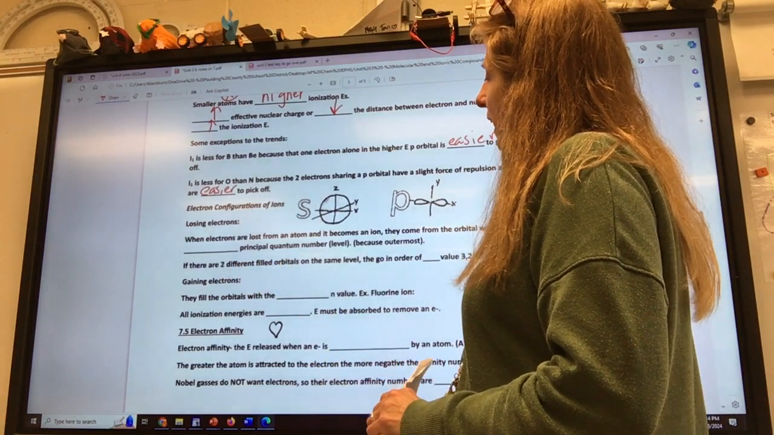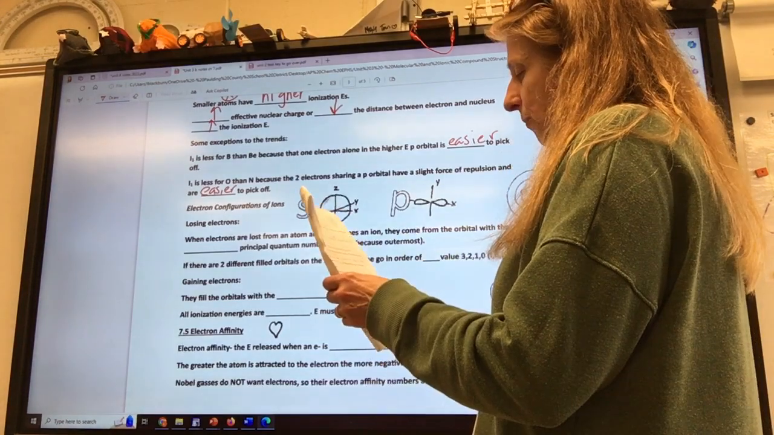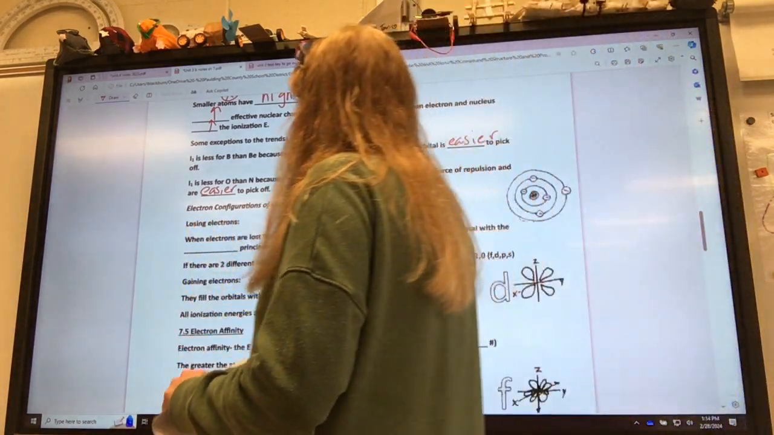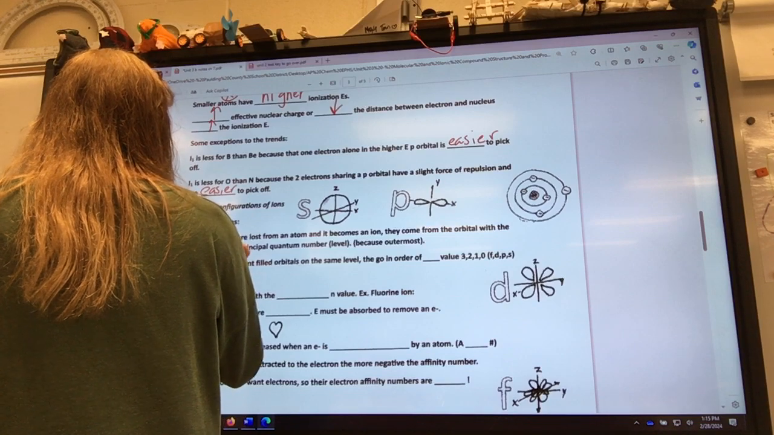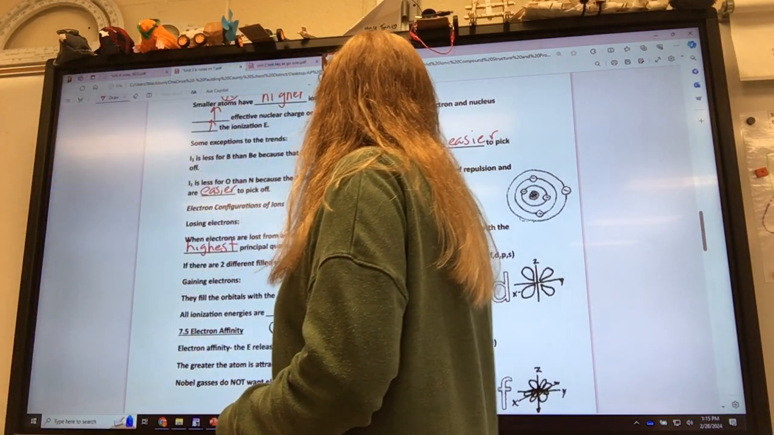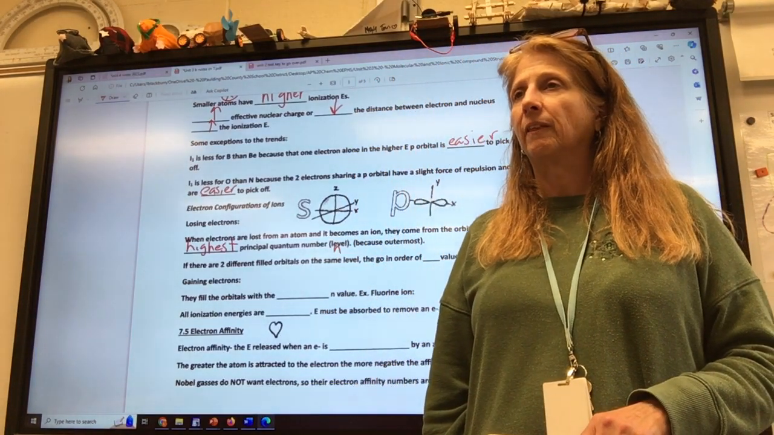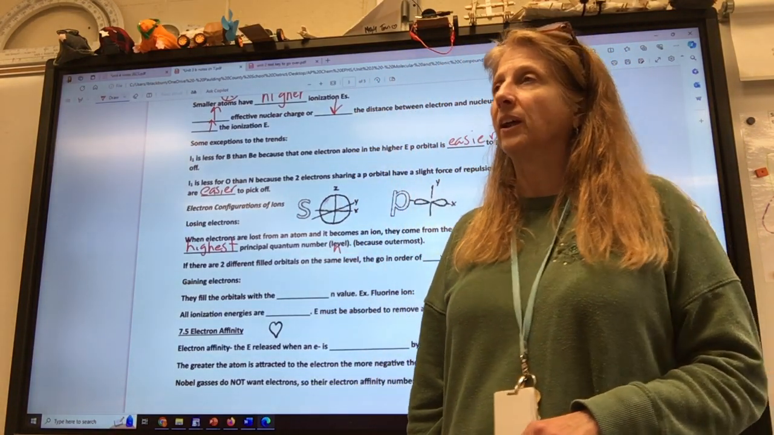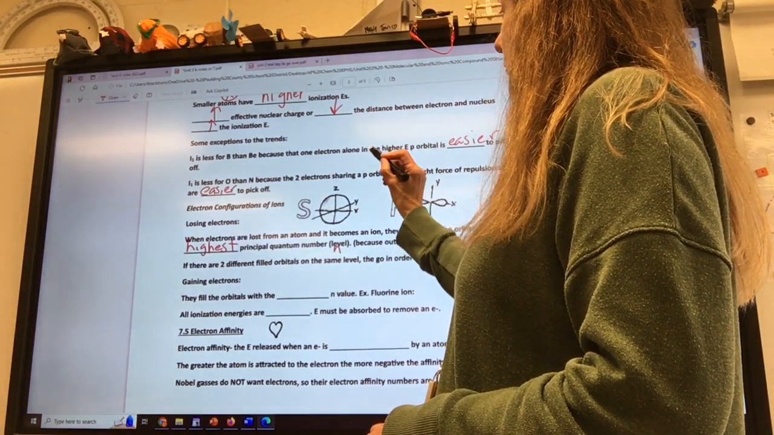Okay, electron configurations of ions. When electrons are lost from an atom and it becomes an ion, they come off from the orbital with the highest principal quantum number. Remember that's lowercase n because it's outermost.